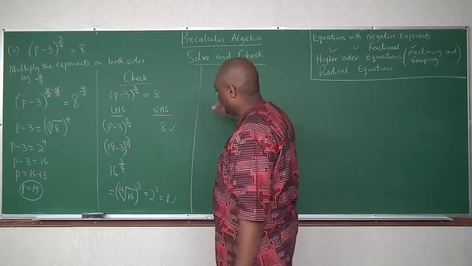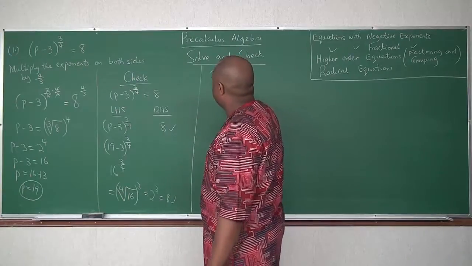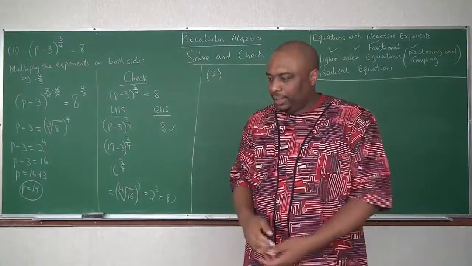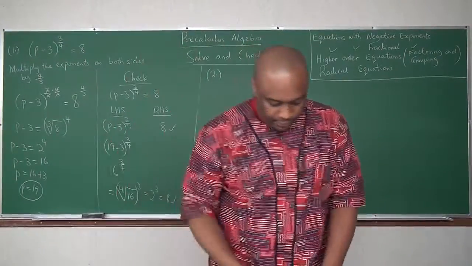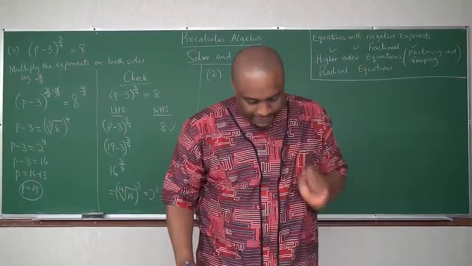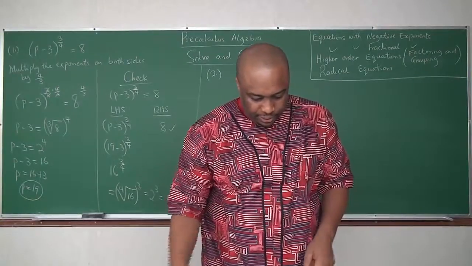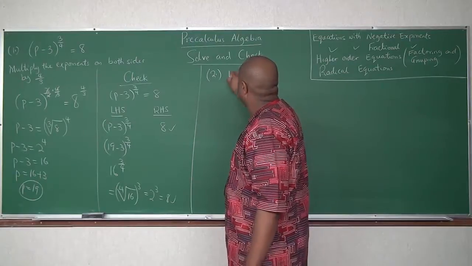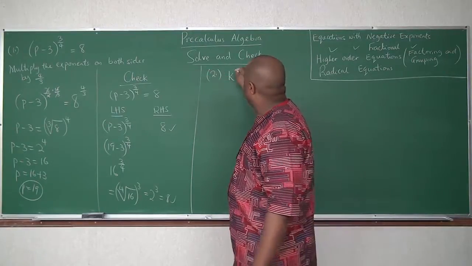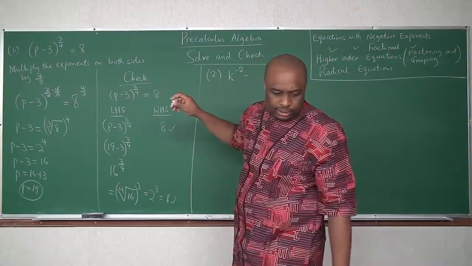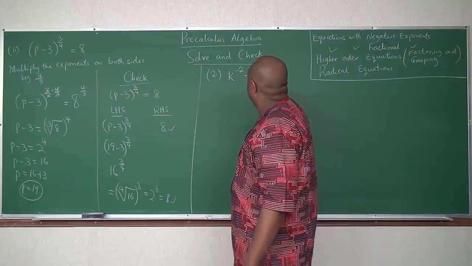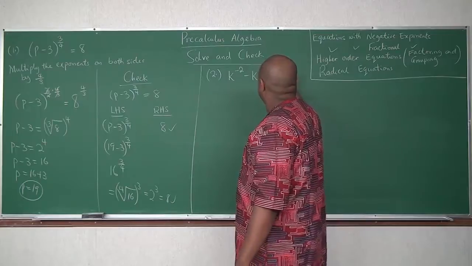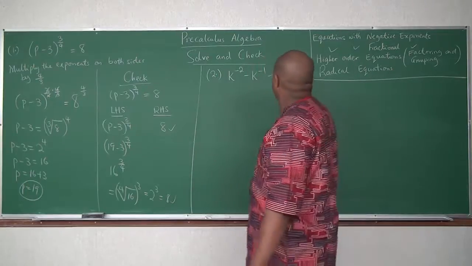Does that make sense? Do you understand it? Okay, any one I do here, I cross it off. The next question we have here is k exponent negative 2 minus k exponent negative 1 minus 56 is equal to 0.